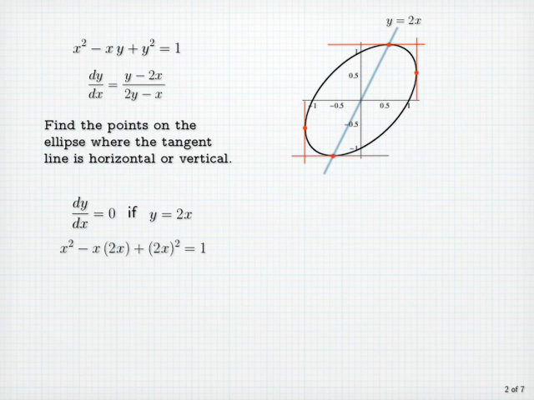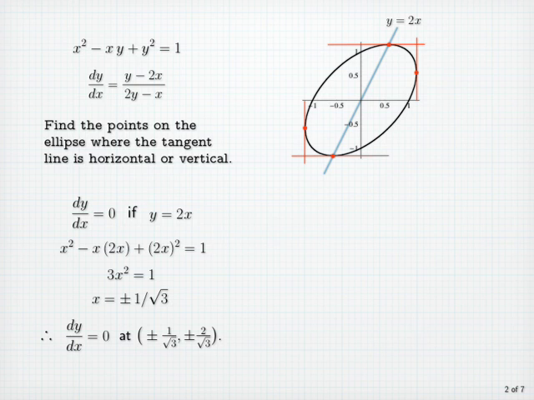The left-hand side simplifies to 3x squared, so we have 3x squared equals 1, which tells us that the x coordinates of the 2 points are plus and minus 1 over the square root of 3. Now, since y is equal to 2x, we have dy/dx equals 0 at the points (plus or minus 1 over root 3, plus or minus 2 over root 3).